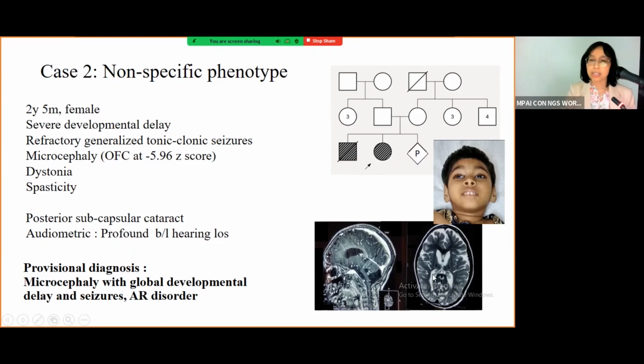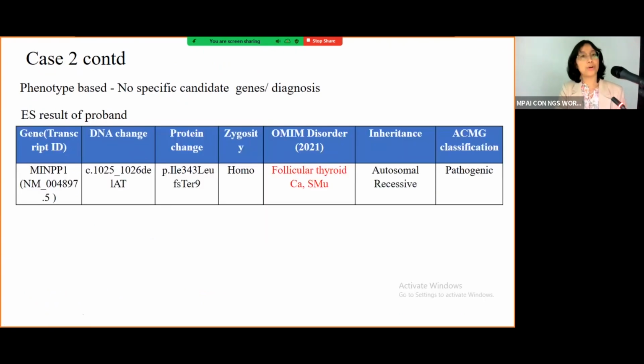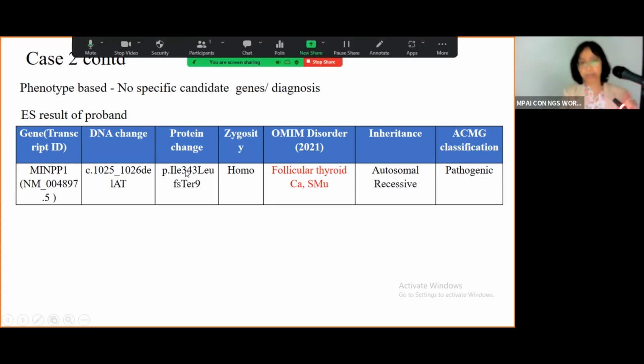So imaging showed some kind of pontocerebellar hypoplasia, but we are not very sure. It was a non-specific diagnosis for us. So we decided to go for an exome sequencing, and this was the result where we got a homozygous truncating mutation in this MINPP1 gene, which when we looked it up in OMIM at that time, in 2021, was associated with follicular thyroid carcinoma as a somatic mutation.